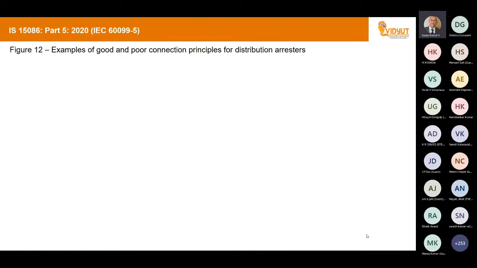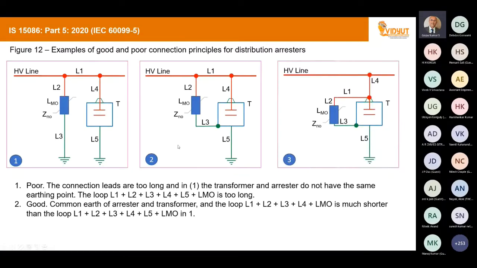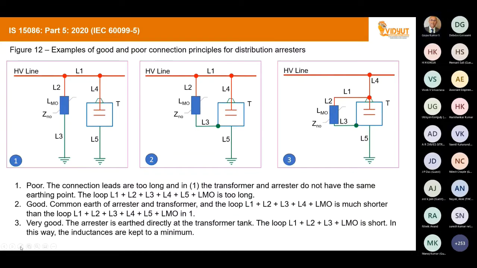In the IS standard, for the lightning arrestor, there are 3 recommended connections. The first one is like the system which we follow right now on the high voltage line. This is the zinc oxide varistor, this is the transformer, and the earth wire goes parallel. You see L3 is a longer wire, L5 is a longer wire. As a result, during a surge current flow, due to the surge impedance, a huge potential difference is created, so the effective protection level is not achieved. Your transformer will be in trouble.